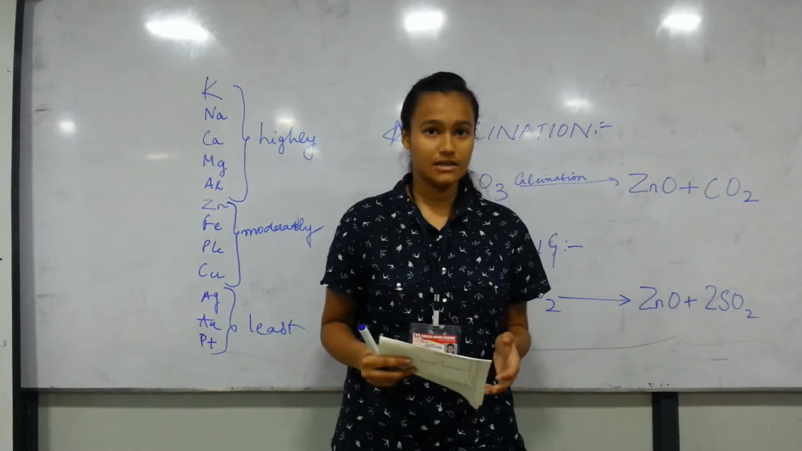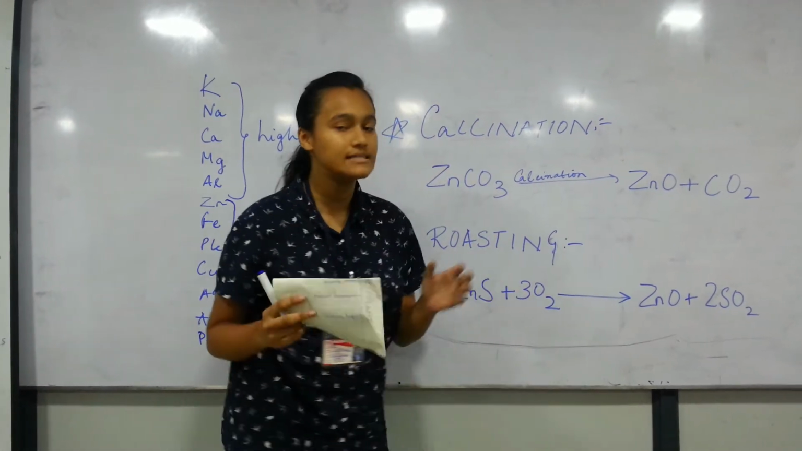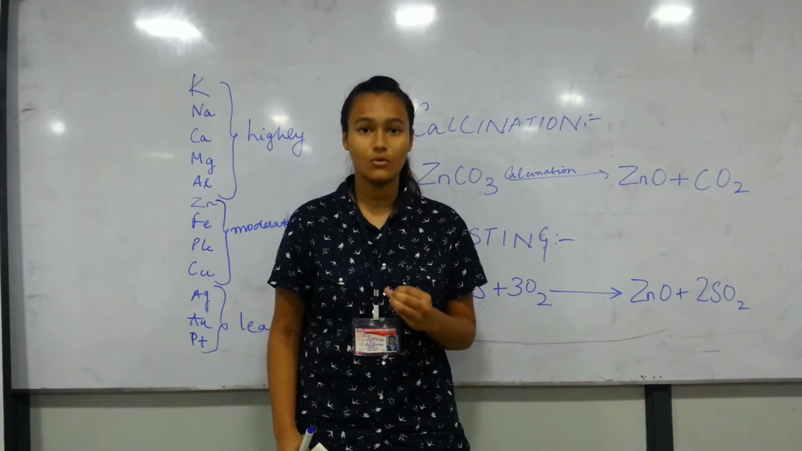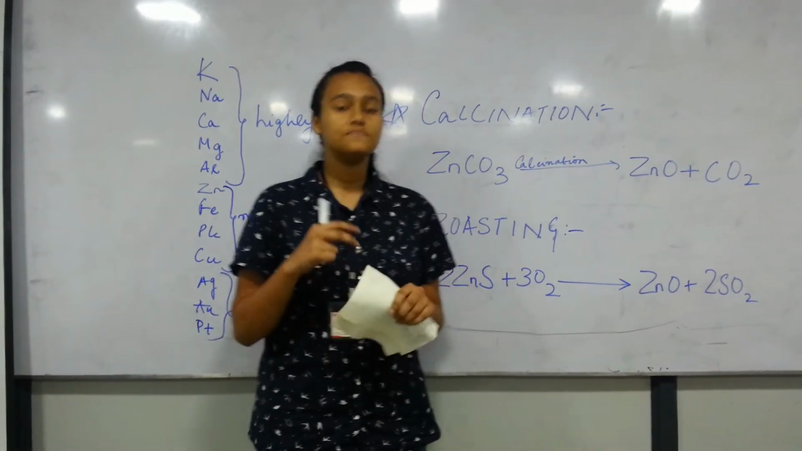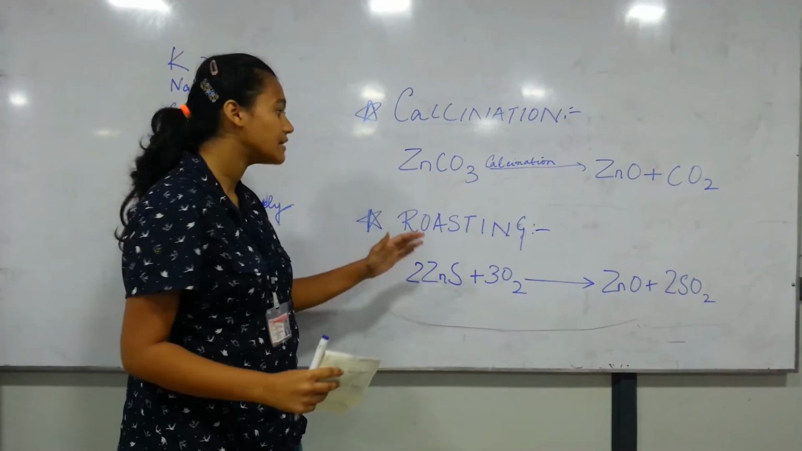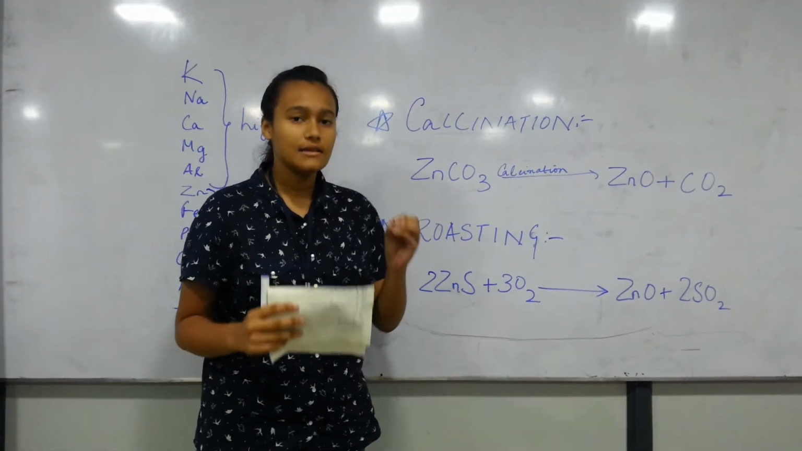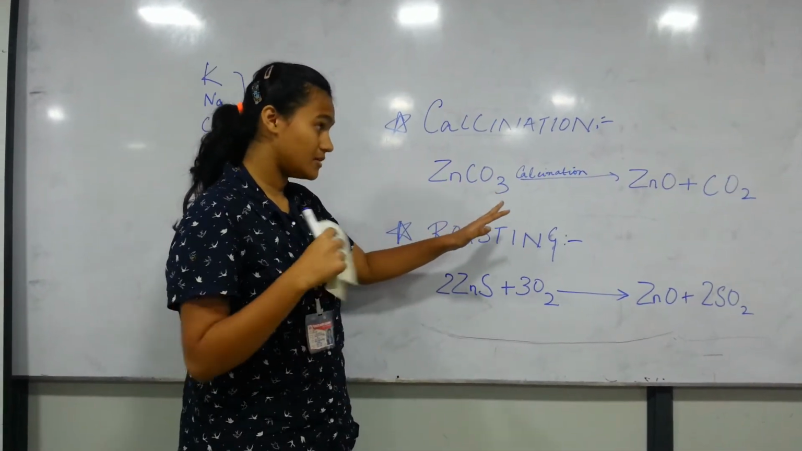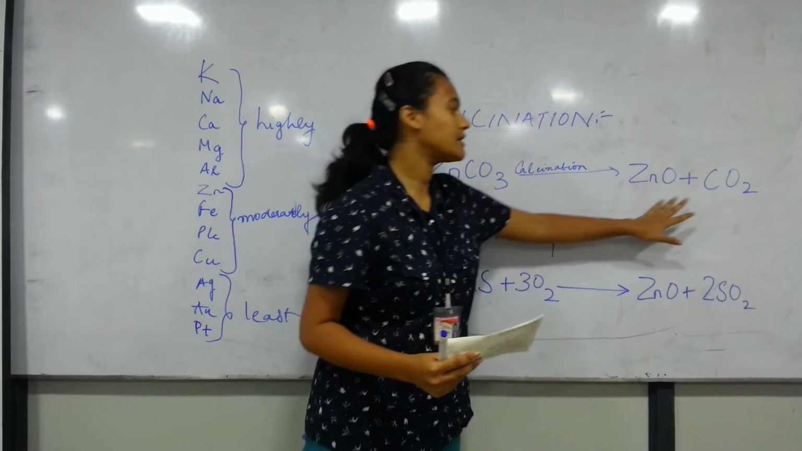Now, what is calcination? Calcination is the strong heating of carbonate ore in the absence of air to convert it into a metallic oxide. For example, here zinc carbonate from calamine ore is calcinated to form zinc oxide and carbon dioxide.